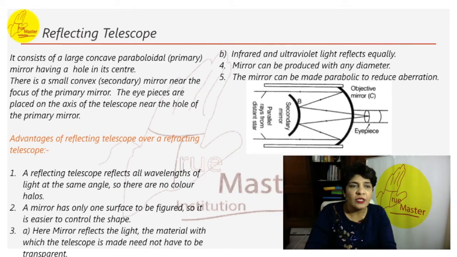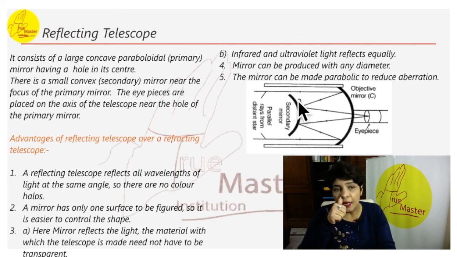The other advantage is a mirror has only one surface to be figured, so it is easier to control the shape. We can have a single mirror here. The mirror reflects all the light back. The secondary can be a single flat mirror. Infrared and ultraviolet lights reflect equally in this particular telescope. It is easy to make mirrors, as these mirrors can be produced with any diameter that you want. The mirror can be made parabolic to reduce aberration.